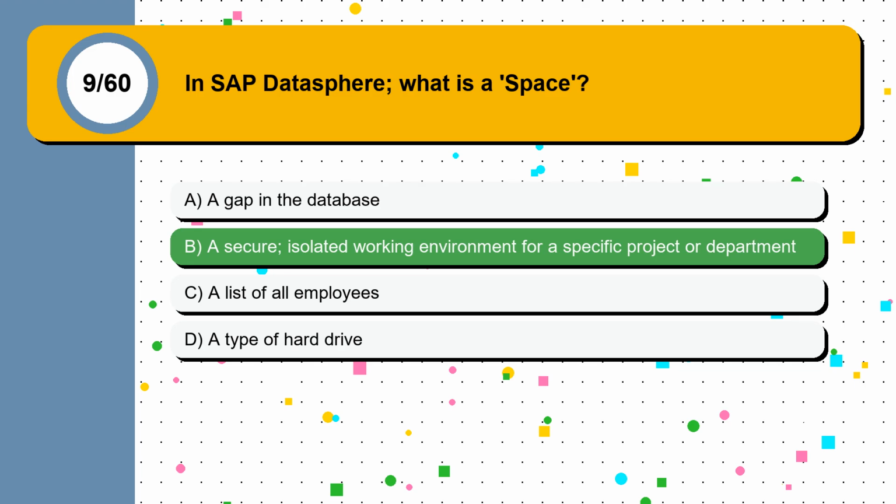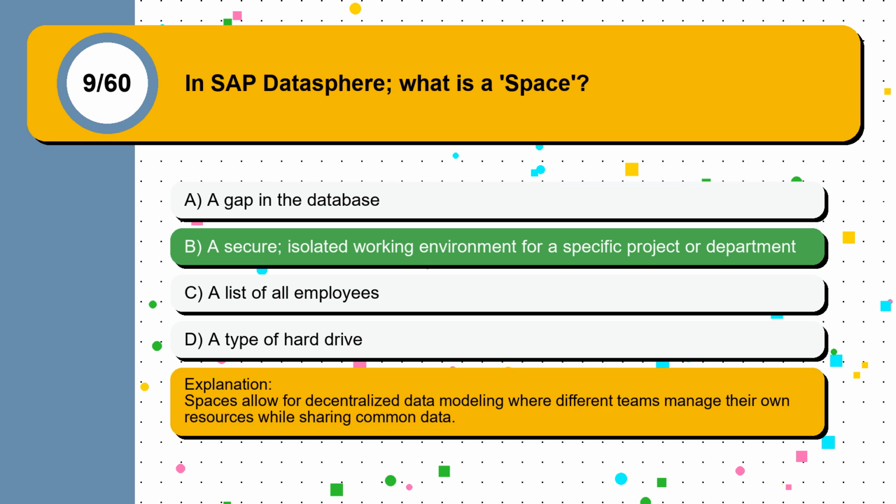The correct answer is option B, a secure, isolated working environment for a specific project or department. Spaces allow for decentralized data modeling where different teams manage their own resources while sharing common data.